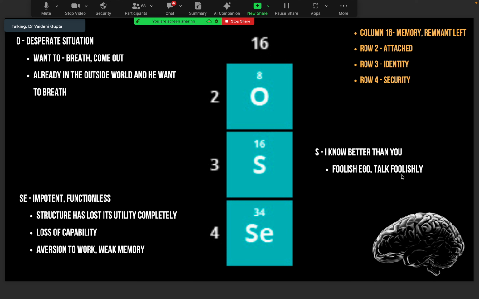Selenium, impotent, functionless. A structure has lost its utility completely. There's a loss of capability. They are not that much capable. It is a phase where the success is gone. Column 16, success is gone. Only memory is left, a remnant is left. That's why the structure is left, but it has not that much capability. There's aversion to work, any sort of work, mental work, physical work. There's also weak memory, but it is because it is the column of memory. So selenium is not that much capable. That's why selenium is given for impotency.